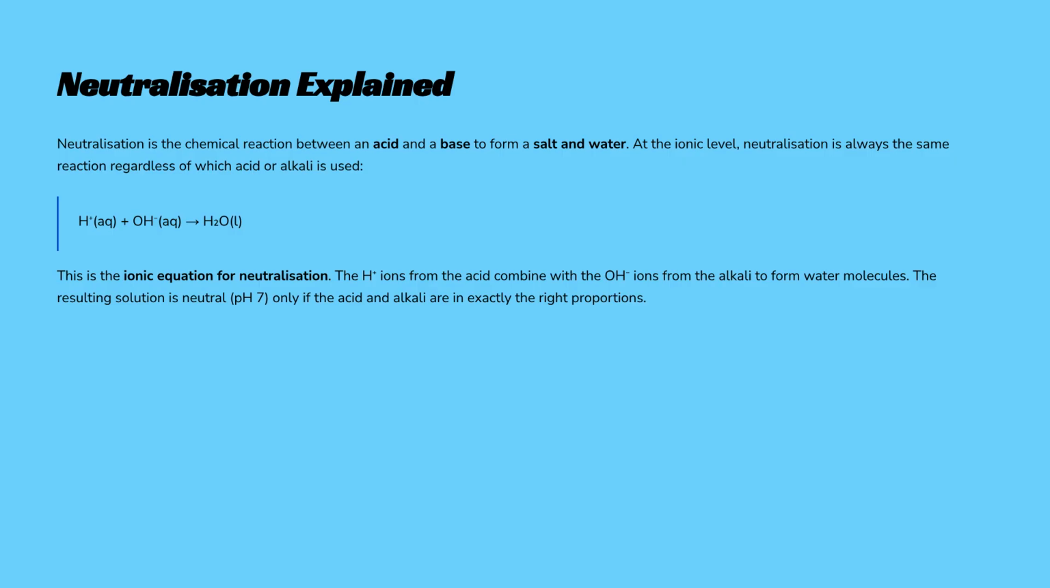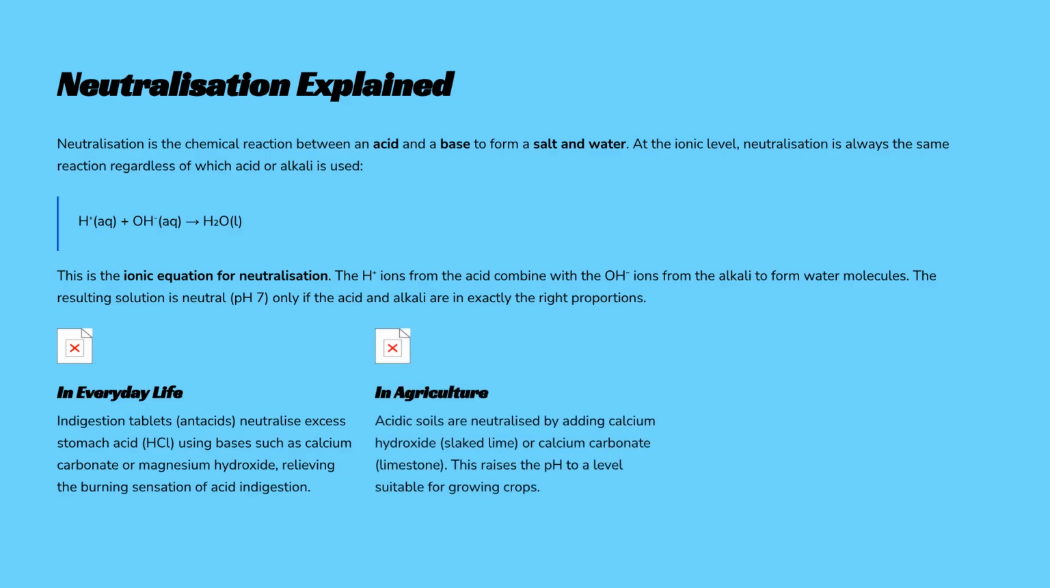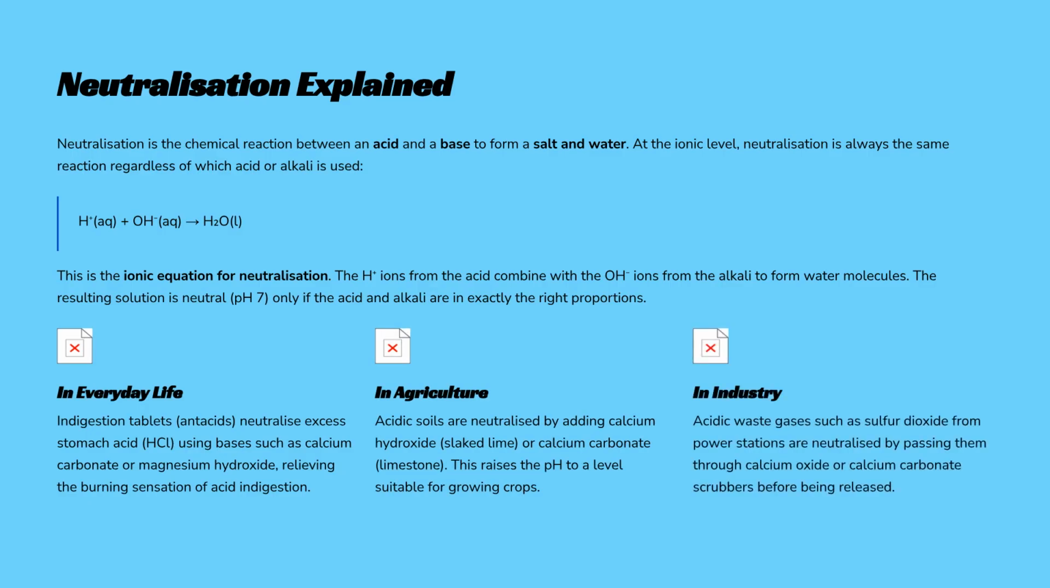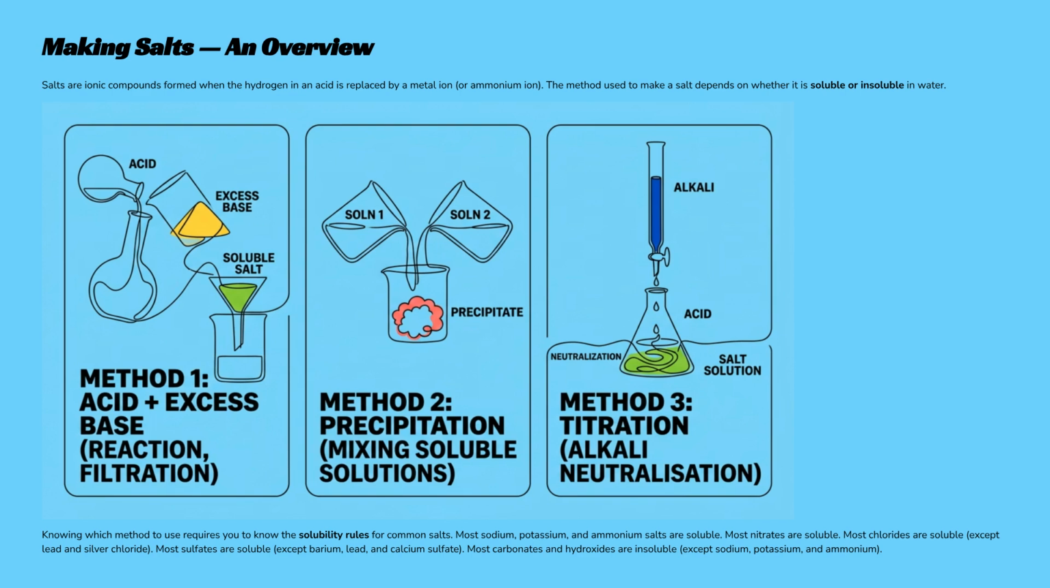This reaction is important in everyday life, such as in indigestion remedies, agriculture to neutralize acidic soils, and in industry to clean up acidic waste gases. Salts are formed when the hydrogen in an acid is replaced by a metal or ammonium ion. The method used depends on whether the salt is soluble or insoluble. There are three main methods: acid plus excess base, precipitation, and titration, which is also known as alkali neutralization.